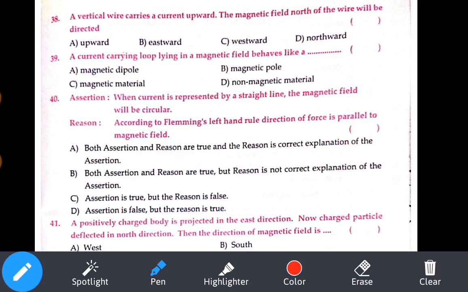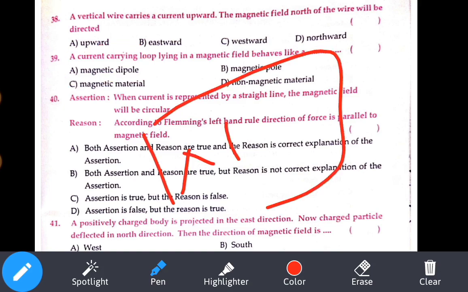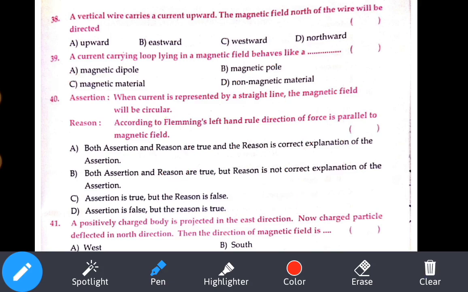Option number A, westward. A current carrying loop lying in a magnetic field behaves like a what? So what will be the answer? Magnetic dipole only, right? Dipole means two poles. So, magnetic dipole.